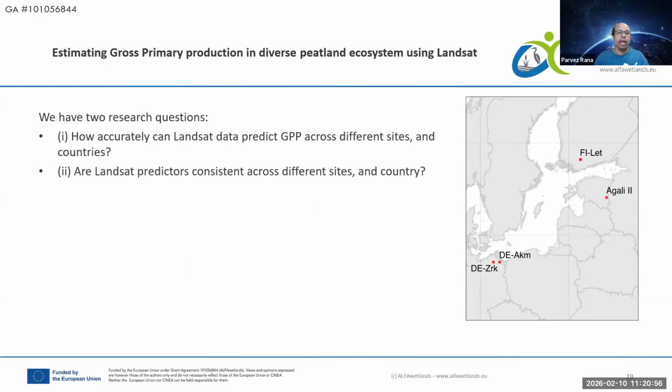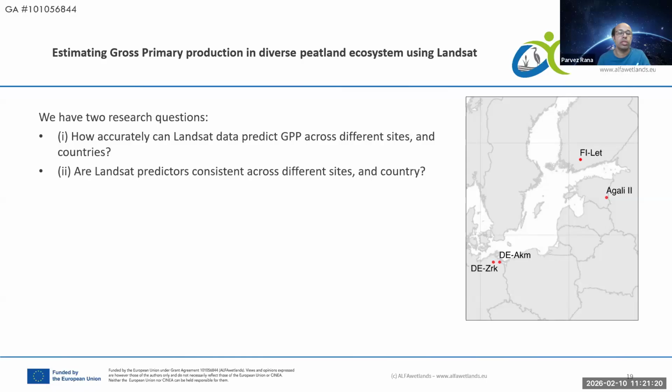And this is the last exercise that we would like to show you. It is about gross primary production. We also have different sites in this. We have one site in Finland, Lehtasuo, one site in Estonia, Agali, and two sites from Germany. So four different sites.